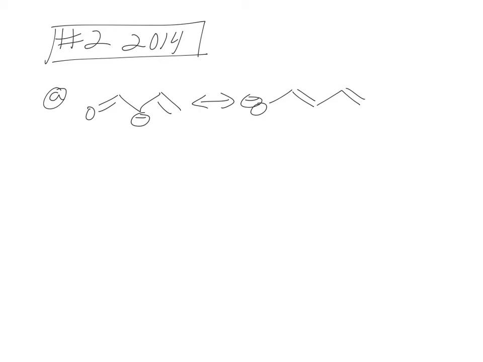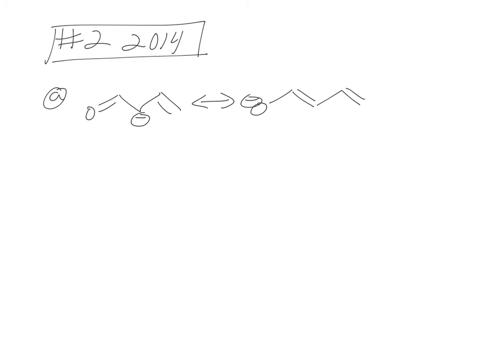Good. So for this one, it's number 2 on 2014, and it's asking you for each set of resonance structures, circle the form that's most stable and explain why. For this one, you have anions. So the first rule you always want to look for is, of course, the octet rule. Does everybody have a full octet in both of these resonance forms? Yes, everyone has a full octet, so that's great.